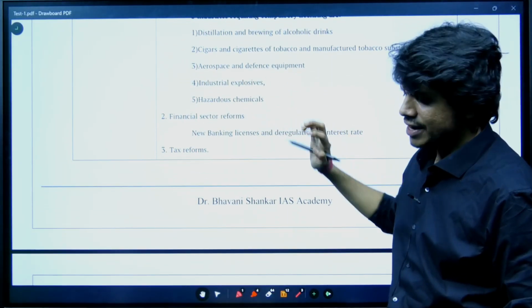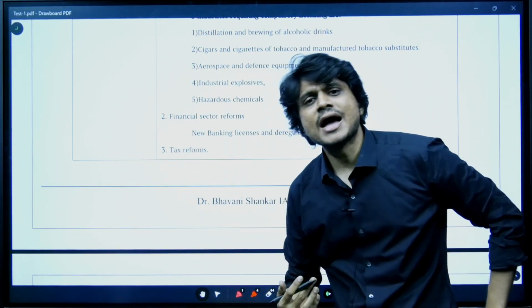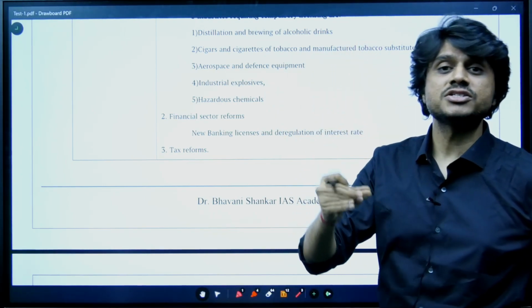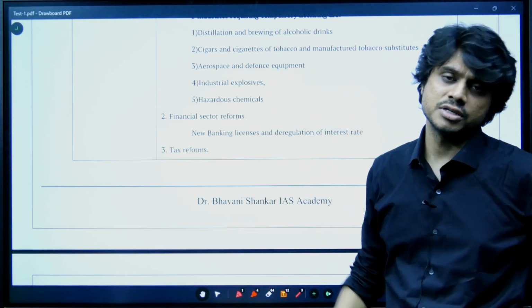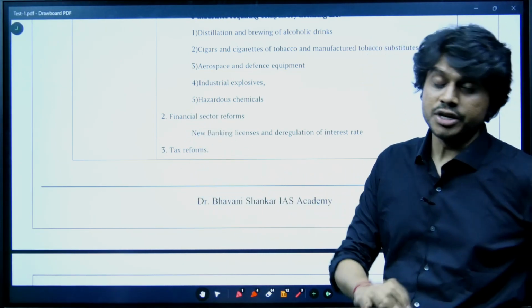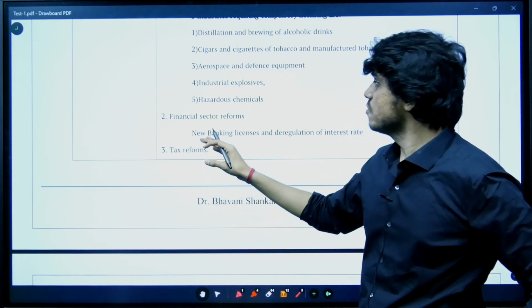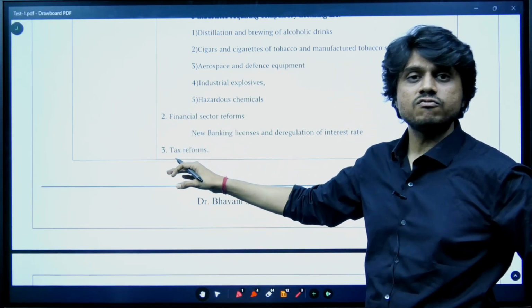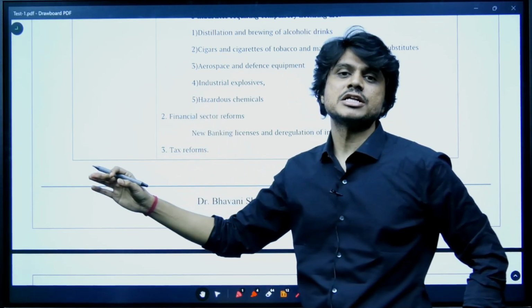Okay, apart from this, financial sector reforms. You might have studied this in your banking. In banking, nationalization happened in two different time periods, during the 1960s and also in the 1980s. So banks were nationalized. You did not have the private sector. There was no private participation in the banks.